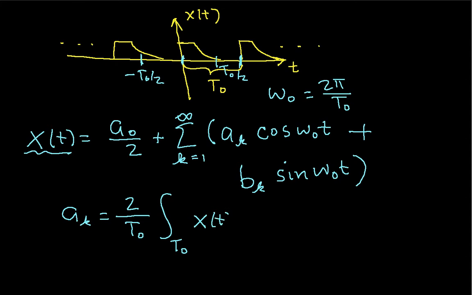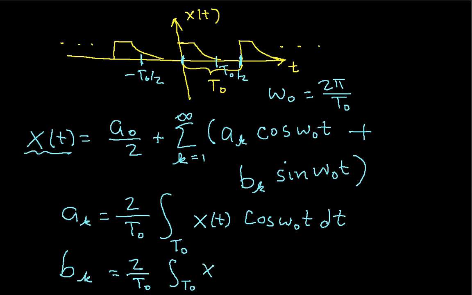X of t cosine omega 0 t dt. And the b sub k's are defined similarly, except that instead of multiplying x of t by a cosine, you multiply it by a sine.